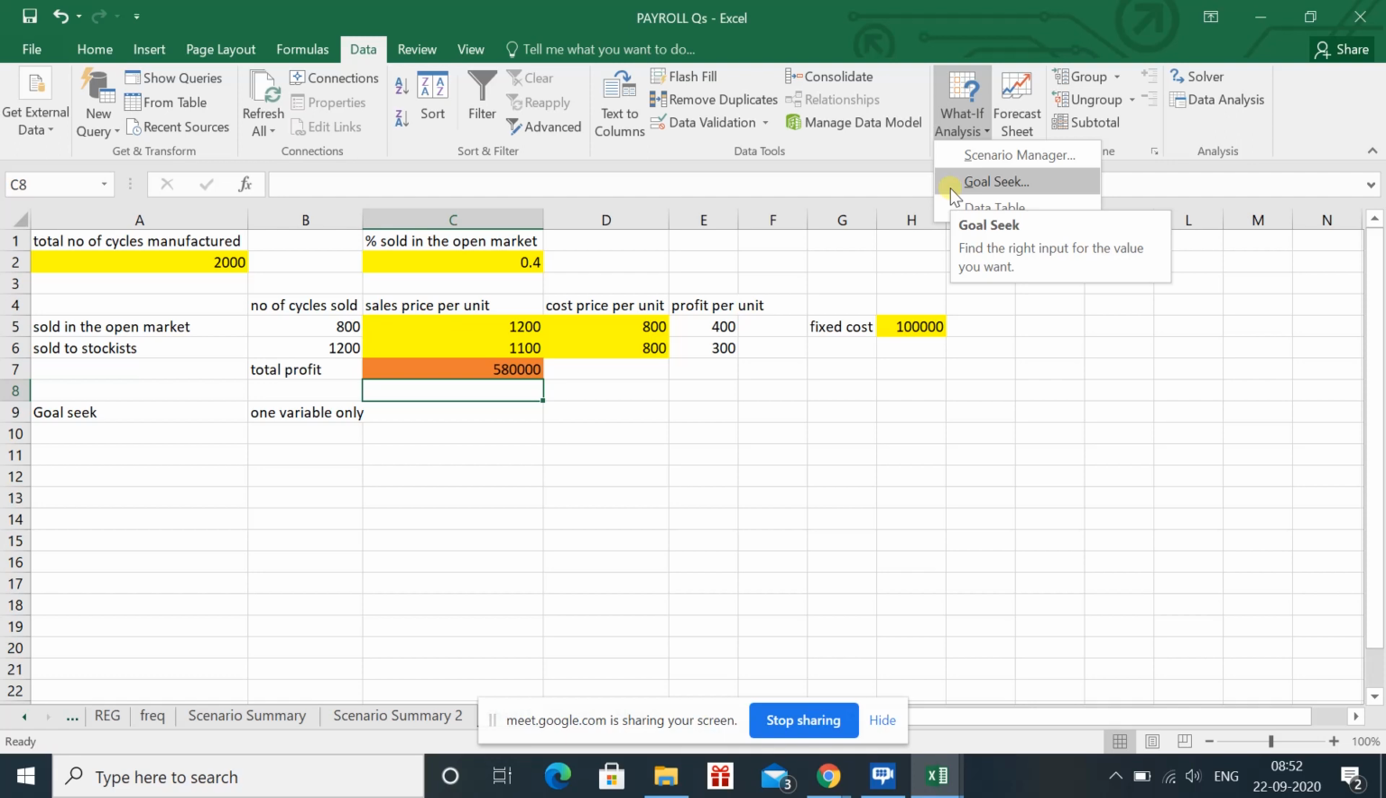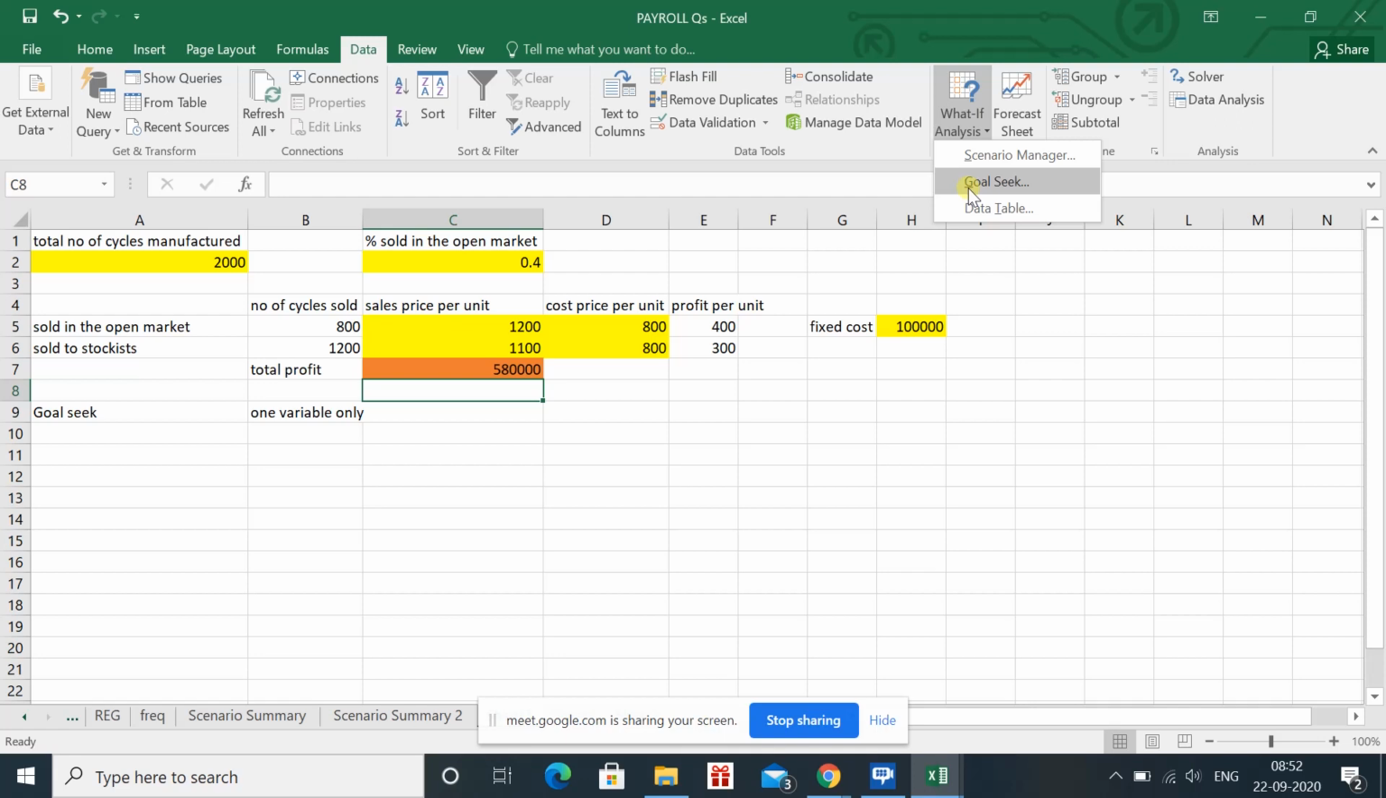So now we are discussing the what if analysis, what all options are available in the what if analysis. In case of what if analysis we have 3 options. One is goal seek, second is data table, the last one is the scenario manager. Goal seek will be applicable when you want to change one input and see the impact of that change in one input over the profits or any other thing.